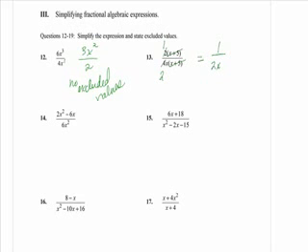Who can tell me what my excluded values are? Anna? 0. Yes, that's the excluded value. X may not equal 0. So this is your complete answer, and you would say 1 over 2x such that x may not equal 0. Why is it 0? Because if you plugged in 0 for x, 2 times 0 is 0, and you'd have a denominator of 0, which you cannot have.